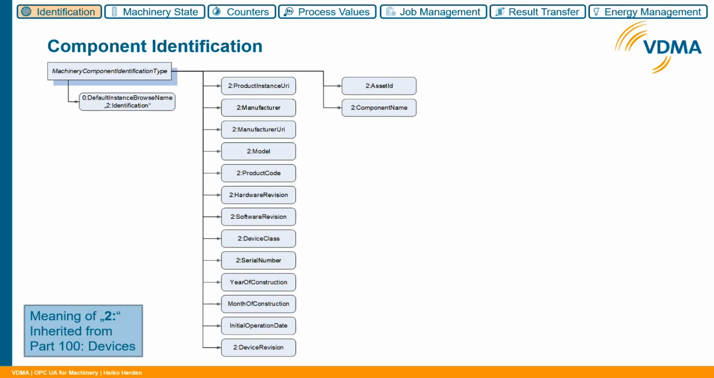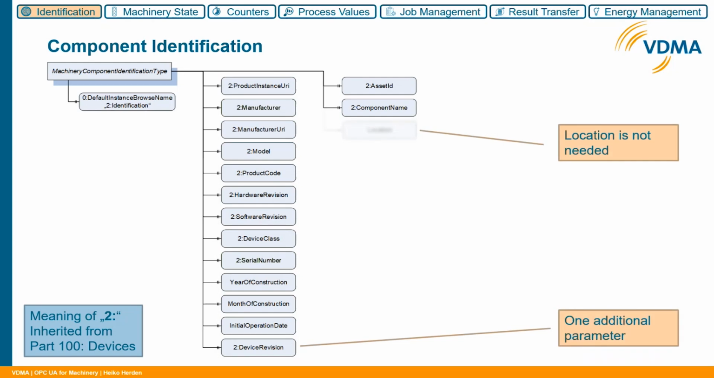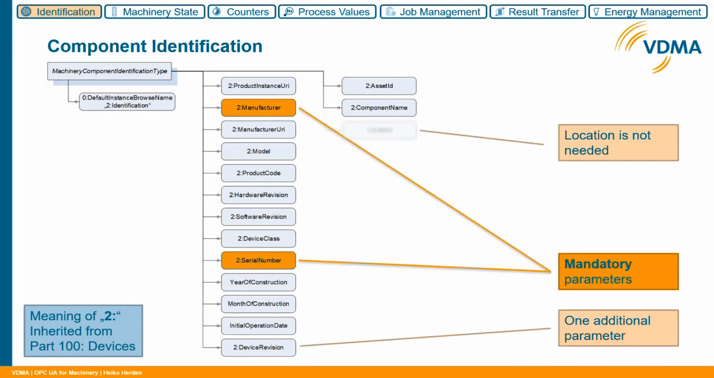That's a little bit different if we now take a look at the component identification. It's very similar to machine identification, but in this case, we don't have the location property as the component is always part of the machine, which already has a location. And we have one additional parameter, the device revision. In this case, we only have 2 mandatory parameters, which are the manufacturer and the serial number, because here we didn't need a unique identification.